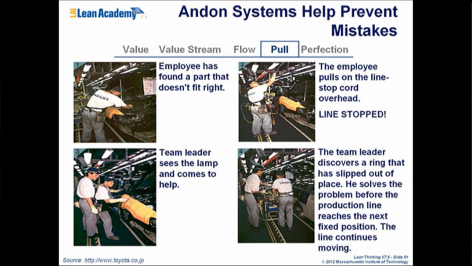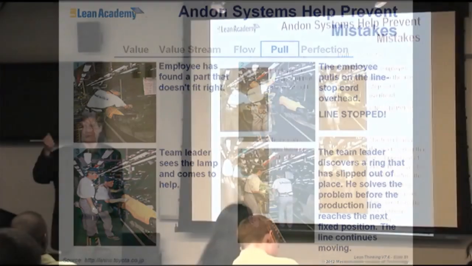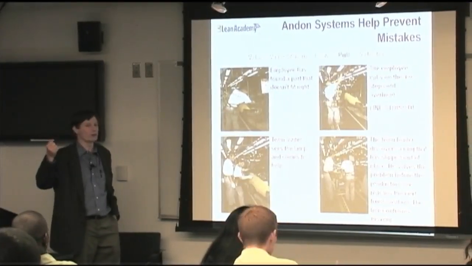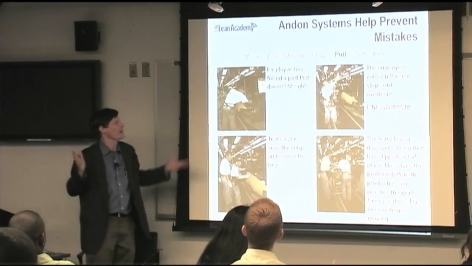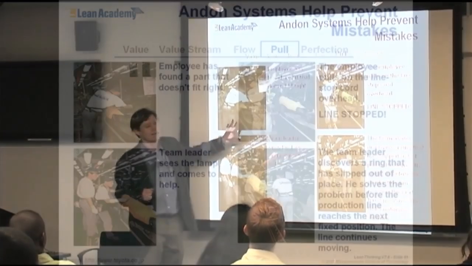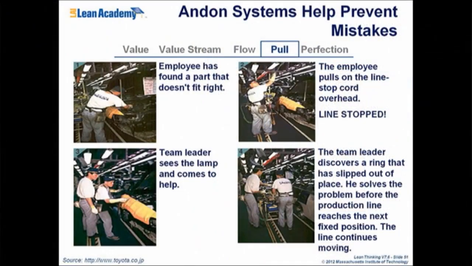This is the famous counterintuitive Japanese practice of basically having a cord in front of every employee that they can pull that stops the entire factory. This is very scary, even to this day, to North American managers, because any disgruntled person can pull the cord and stop the entire factory. What's that about?